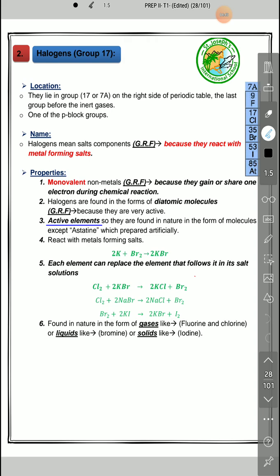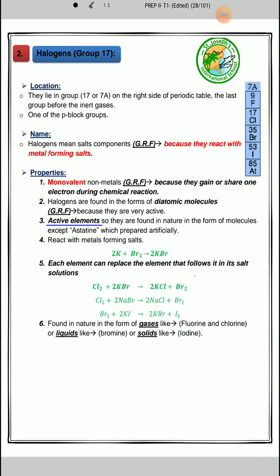The second main group in the modern periodic table is group 7A or group 17, which is in the P block on the right side of the modern periodic table, and the elements in this group are called halogens. They are fluorine, chlorine, bromine, iodine, and finally astatine.